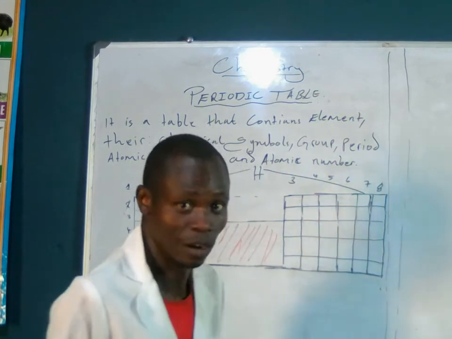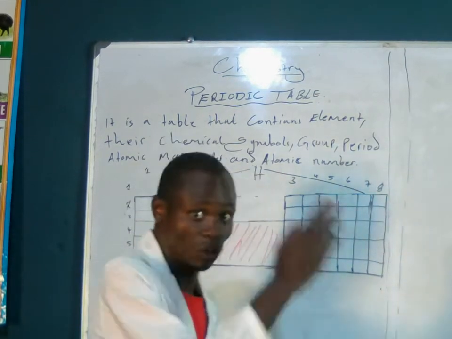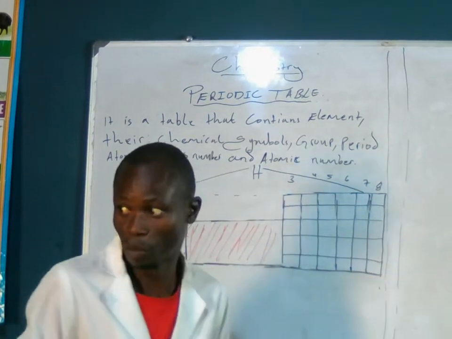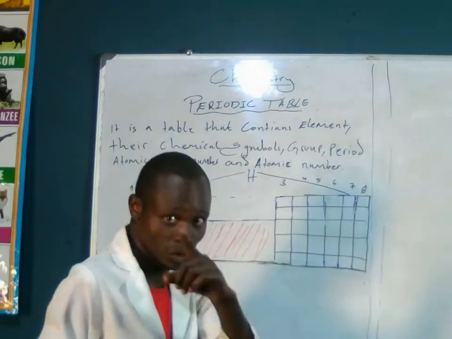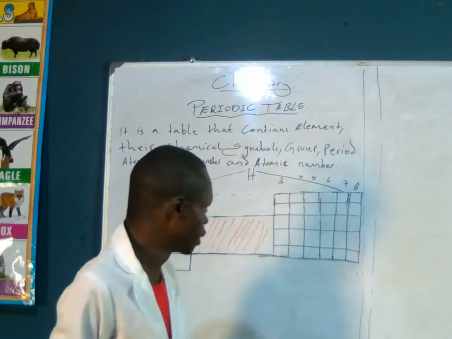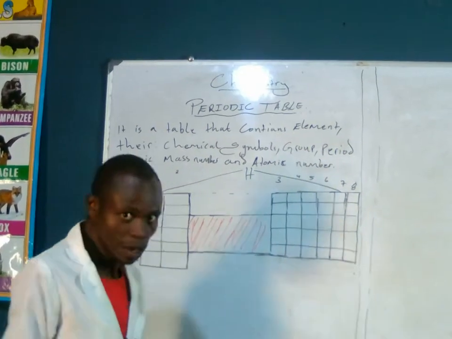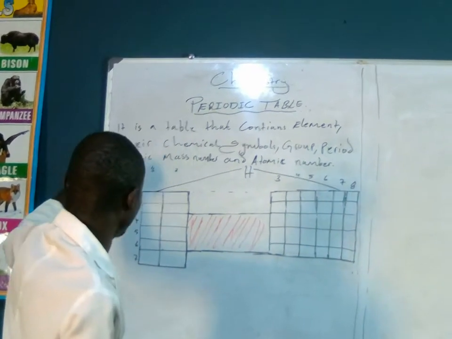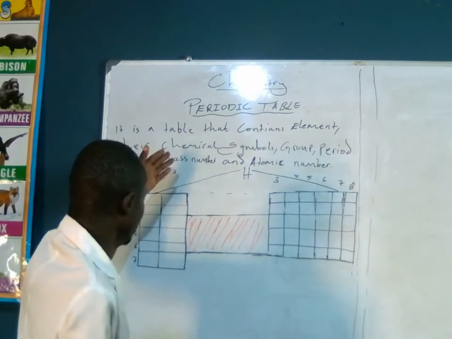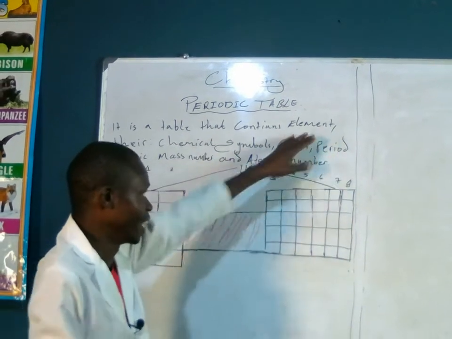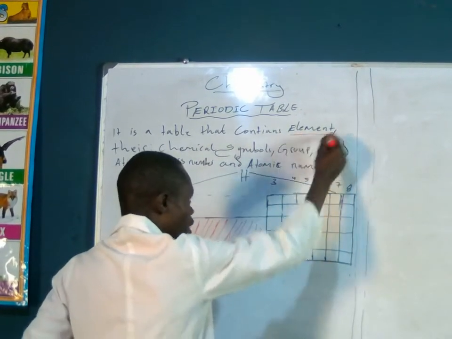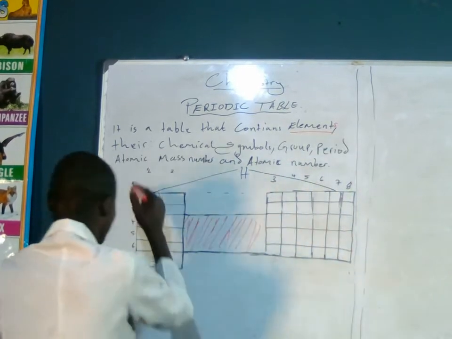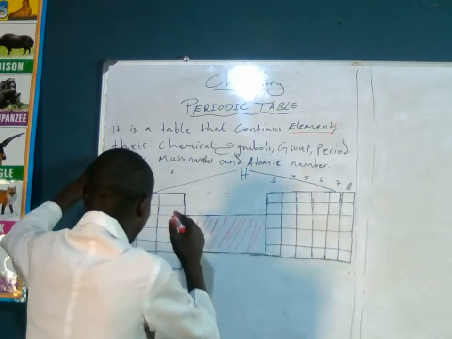I believe you have a periodic table with you, so I want you to look at your periodic table and compare with what I'm trying to say, so that you can get the precise understanding. A periodic table is simply the table that contains elements. That is the first thing.